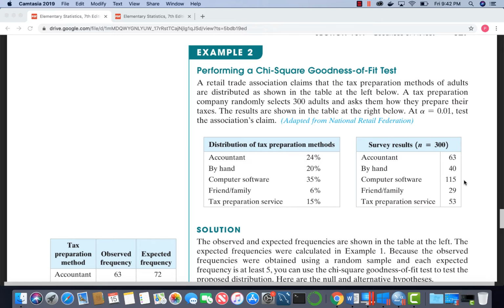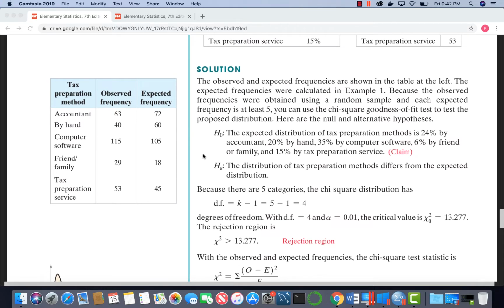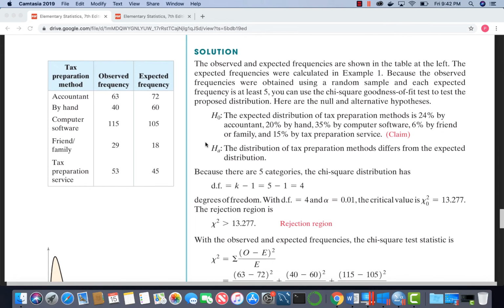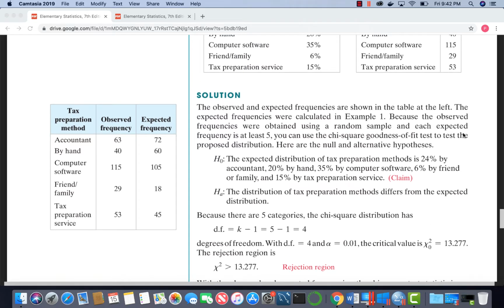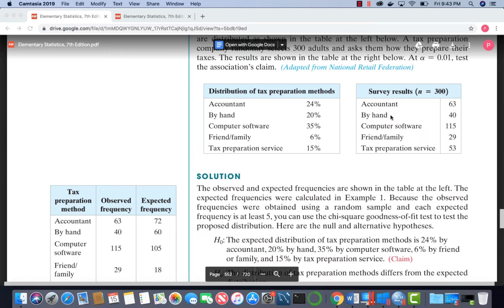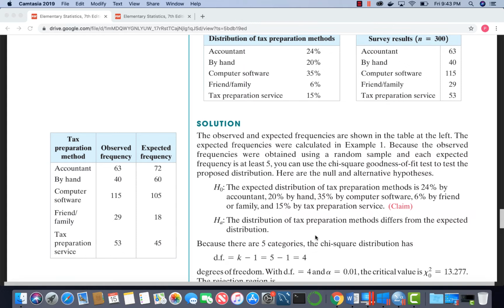Now, what we need to do, we have to set up a null and alternative hypothesis. For this test, the null will always be that the expected distribution of tax preparation methods is the one in the table with the expected frequency distribution. The alternative will be that the tax preparation methods differ from the expected distribution. And the alternative is our claim.